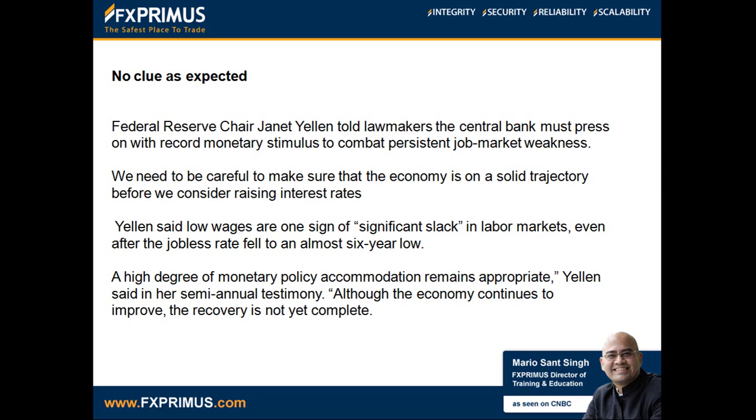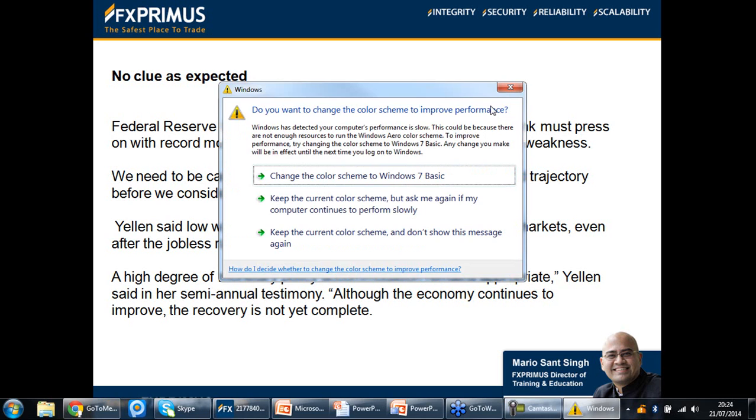Number 1, Janet Yellen told the lawmakers that the central bank must press on with record monetary stimulus to combat persistent job market weakness. She mentioned lots of weakness in the job market, but I think the weakness is two. One is the wage growth. The other is the participation rate. If you see either one picking up, the wage growth or the participation rate, then probably it's the time Janet Yellen will look at tightening the market a little bit.